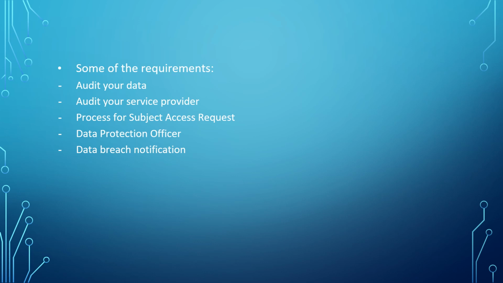Some of the requirements are: audit your data. You should be aware of the type of data you have, whether you're a processor or a controller, as the responsibilities differ, and where your data is flowing to. For example, data flowing to the US would require additional safeguards, and whether you hold special category data, where you'd have to have another layer of security in place.